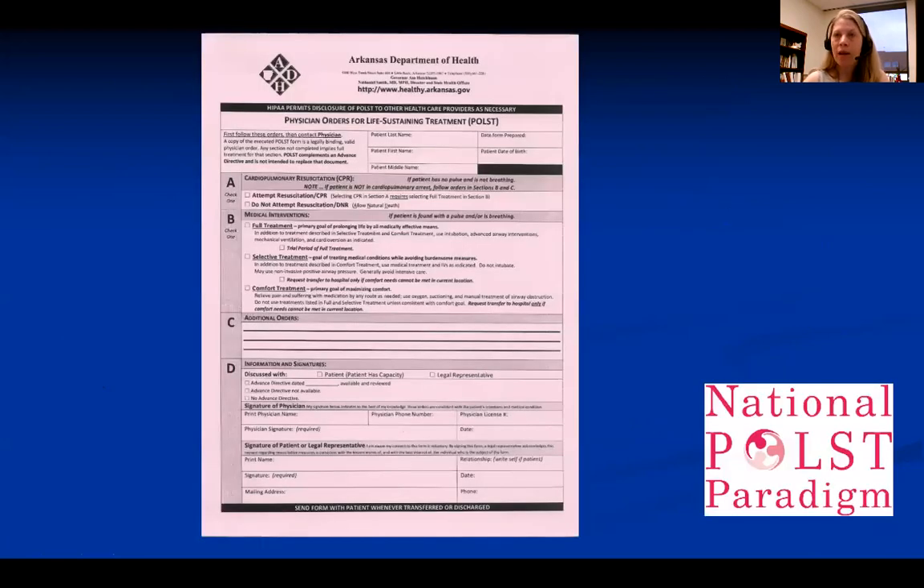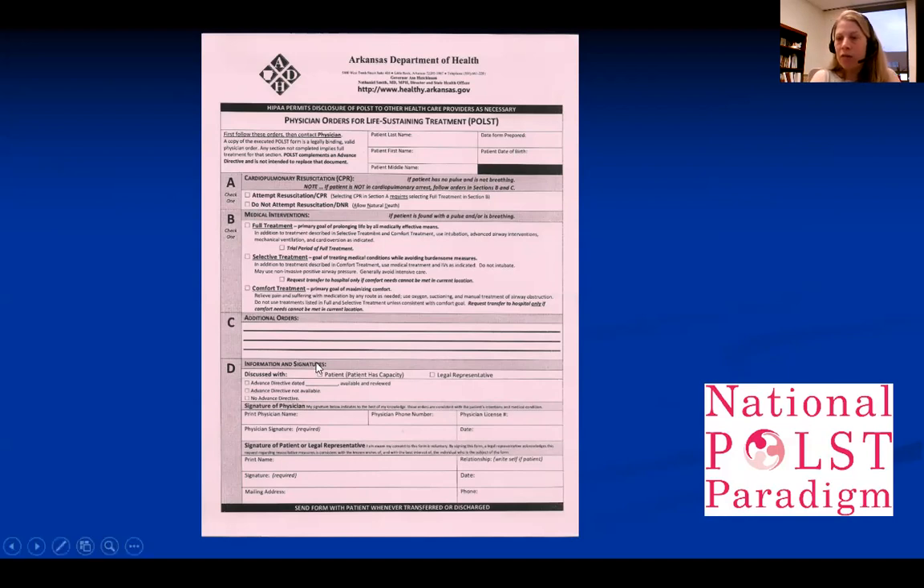Here's what it looks like. It's hot pink, and a copy is valid too. So if a patient brings a copy of their original POLST, that is perfectly fine. So just to let you know, this has the patient's last name, first name, middle name, date performed, patient's date of birth. Part A is CPR preferences. Part B is medical interventions. And then Part C is, again, any additional orders. So things like artificial hydration and nutrition, dialysis, those kind of things.